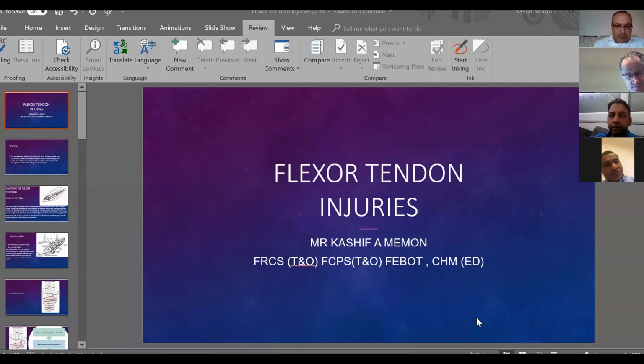Good evening, guys. So basically, it's a flexor tendon injury only, not extensor, because getting both will be a bit extensive. So we'll do the flexor tendon today, and then we'll try to do the rest of the hand injuries in the next session. So starting with the flexor tendons.